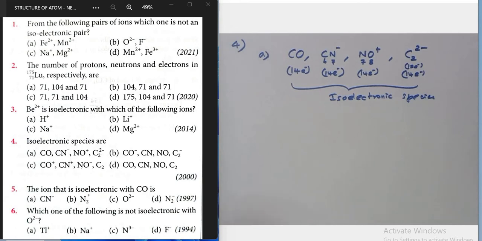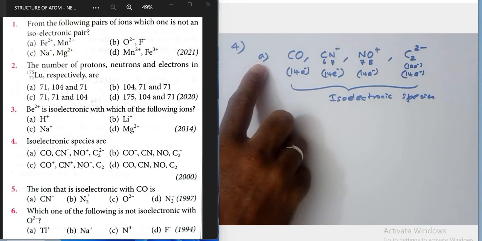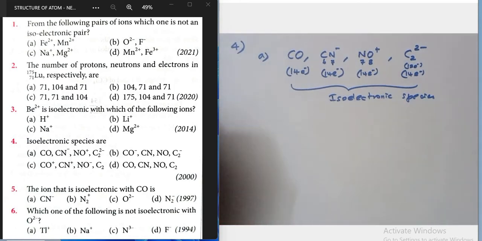Take down. In a similar manner, you try to identify if there is any other option having the same number of electrons. For question number 4, the correct option is A. You just check whether the other options have the same isoelectronic species or not. Then questions number 5 and 6 also come under isoelectronic-based questions, so you try to do them.